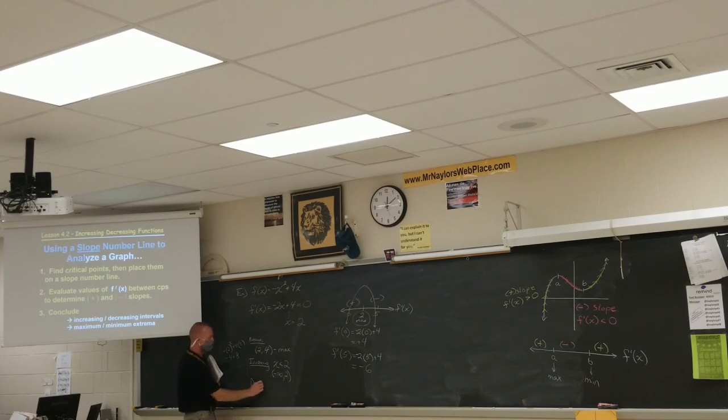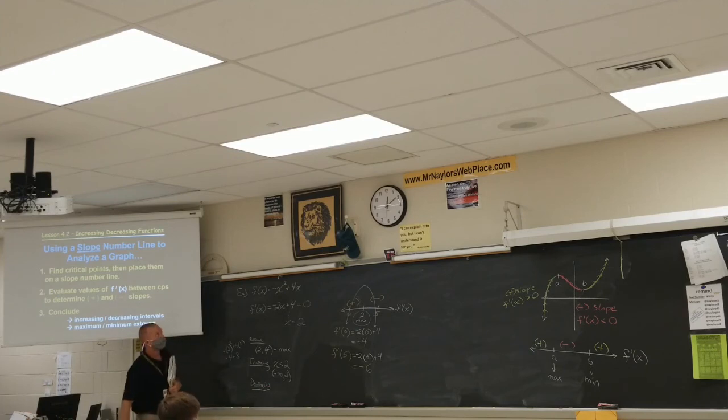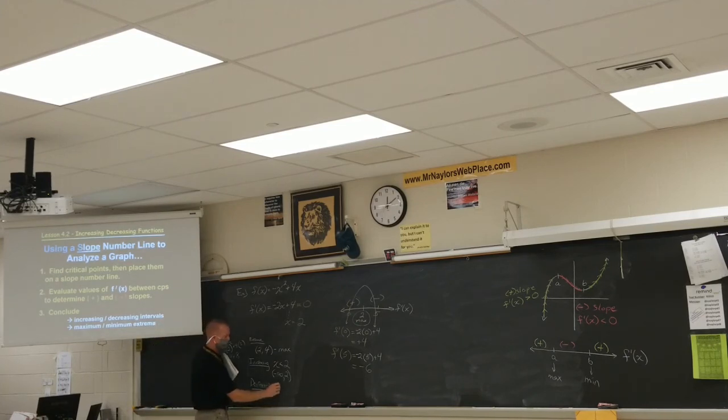And then what's this decreasing thing? As you probably can guess, that's the negative slope. And it's everything to the right of 2. x greater than 2. Or you could say 2 to infinity.